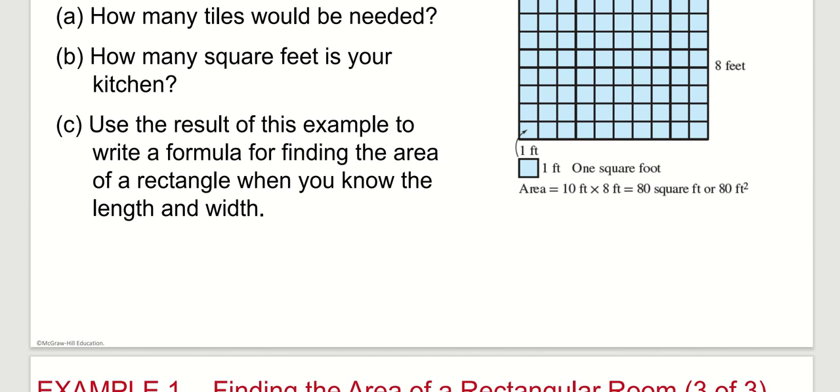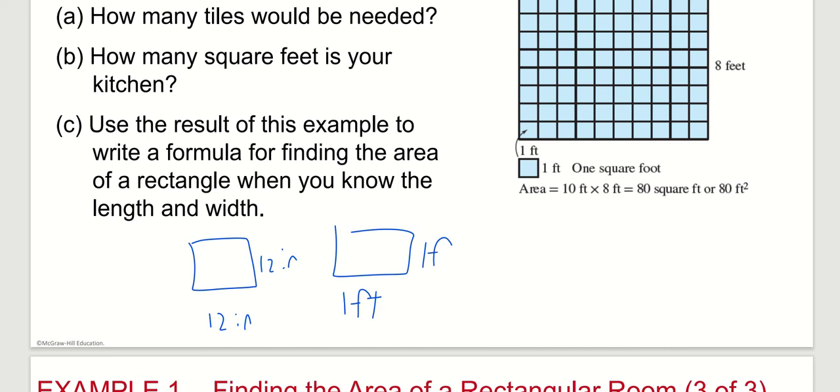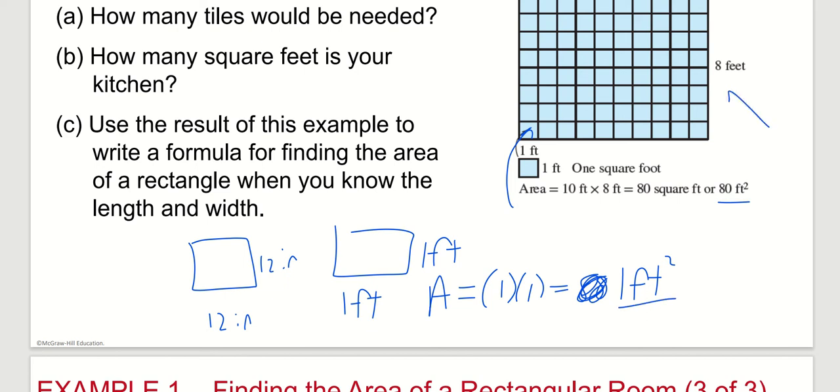Now, how many tiles would this take? Well, notice that the tiles we're told are 12 inches by 12 inches, but that's equivalent to saying it's going to be 1 foot by 1 foot, since we know that 12 inches equals 1 foot. So the area of one of our tiles is going to be 1 times 1, which is 1 square foot. And if we wanted to know how many tiles it would take, the answer is 80 tiles. We have 80 square feet, and each tile is 1 square foot. So it would take a total of 80 of those tiles in order to perfectly tile this kitchen area.